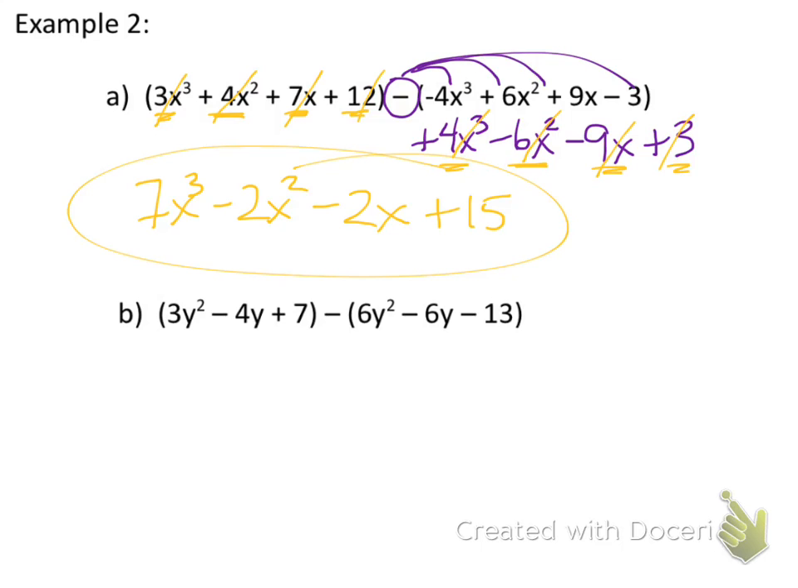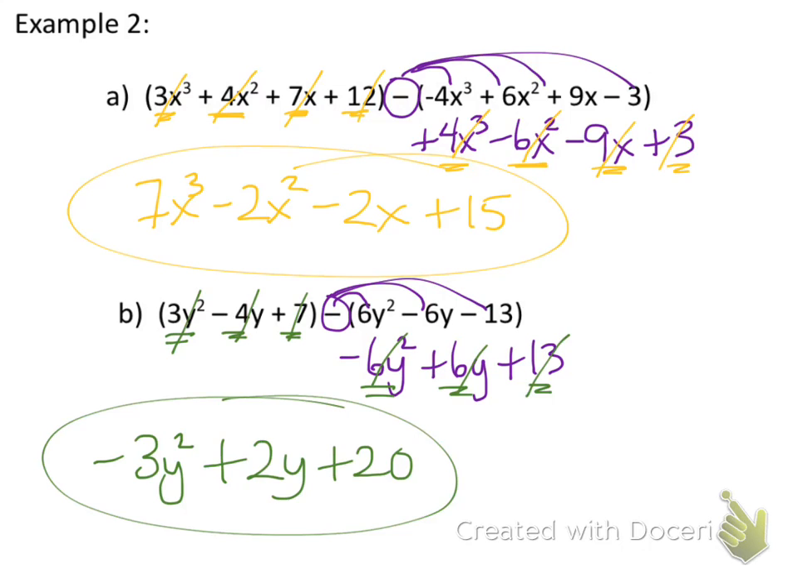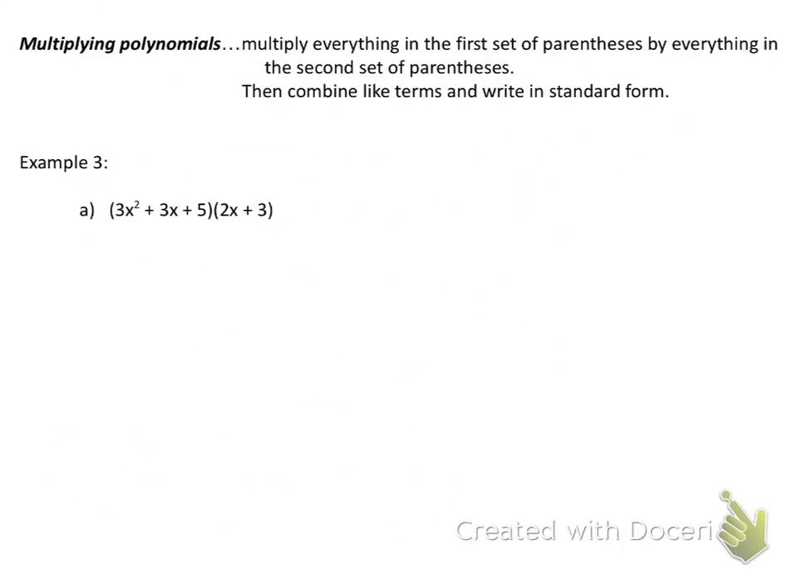Again, I'd like to challenge you to turn off the video or pause the video and try to do this problem on your own to make sure that you get the same thing. Distributing the negative changes all the signs. Combining my like terms gives me negative 3y squared plus 2y plus 20. And finally, the last topic would be multiplying polynomials.